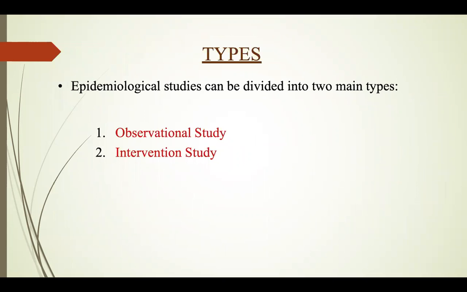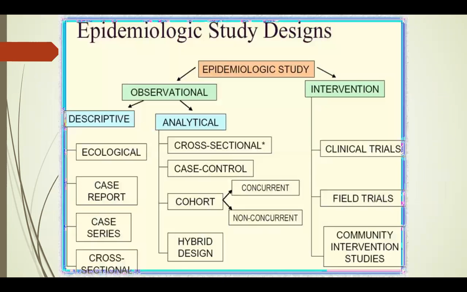Epidemiological studies can be divided into two main types: one, observational study, and second, interventional study. So further you can see in this table, epidemiological study has first observational, second interventional. Observational has descriptive, second analytical. The descriptive further has ecological studies, case reports, case series, cross-sectional. In analytical, you have to learn the cross-sectional, case control, cohort, concurrent studies, non-concurrent, hybrid designs.